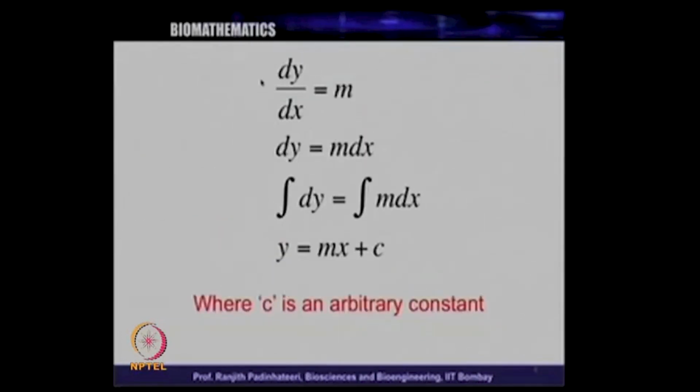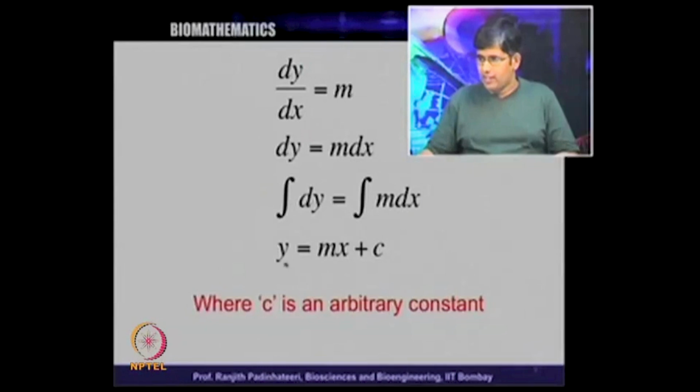In the previous lecture, we said that dy by dx is equal to m. We took this dx to this side and said dy is equal to m dx, and we can integrate both sides now. So, we write integral dy is equal to integral m dx, which is nothing but y, and integral m dx is mx, and integration always has a constant, and that constant is c.